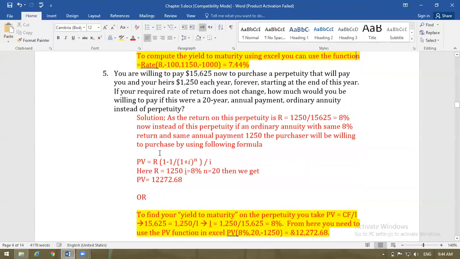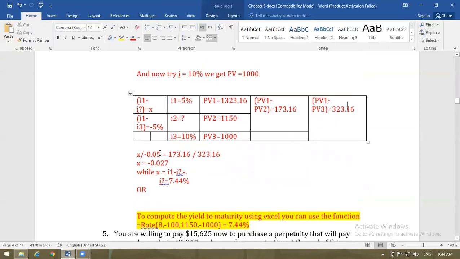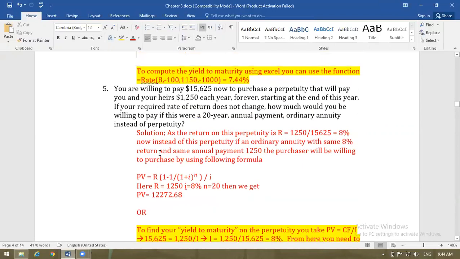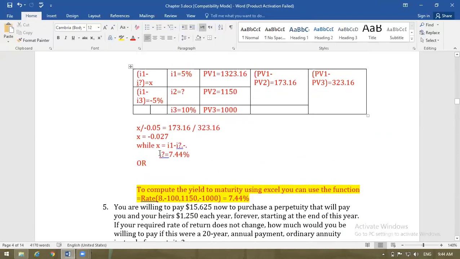Then after that, we are taking the values. This x will be divided by this difference. The first difference will be divided by the second difference as mentioned below. Similarly here, the first difference will be divided by the second difference as given here. By rearranging, we can easily find out x is equal to minus 0.027.